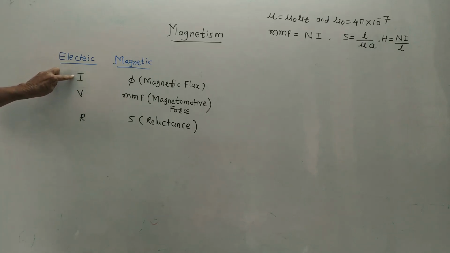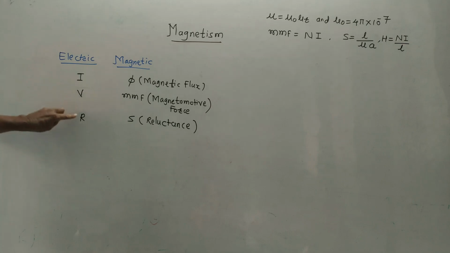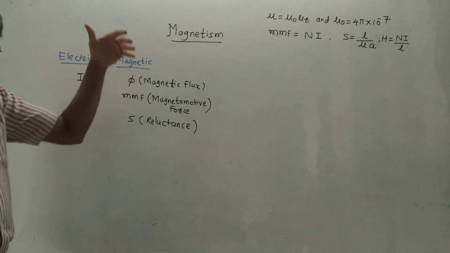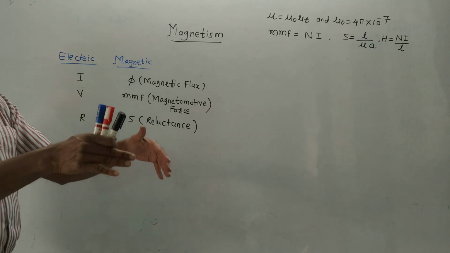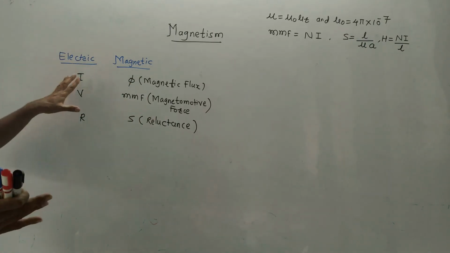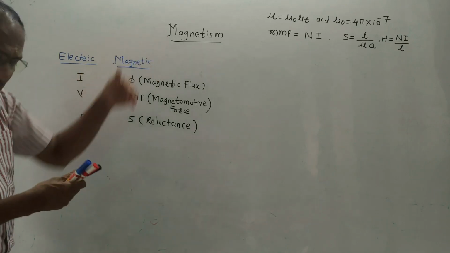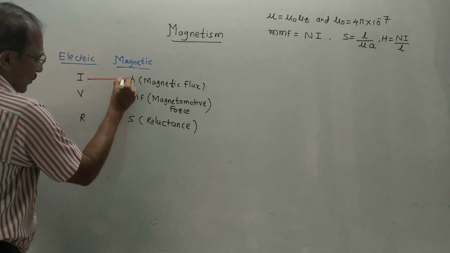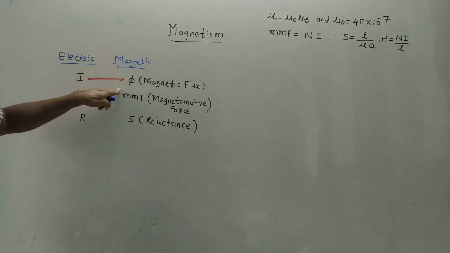I represents current, V represents voltage, R represents resistance. Resistance is opposition to the flow of current. Voltage is also called as some external force which is required for the electricity, and I is the electricity, that is current. Corresponding term in magnetism related to current I, we have to consider magnetic flux phi.